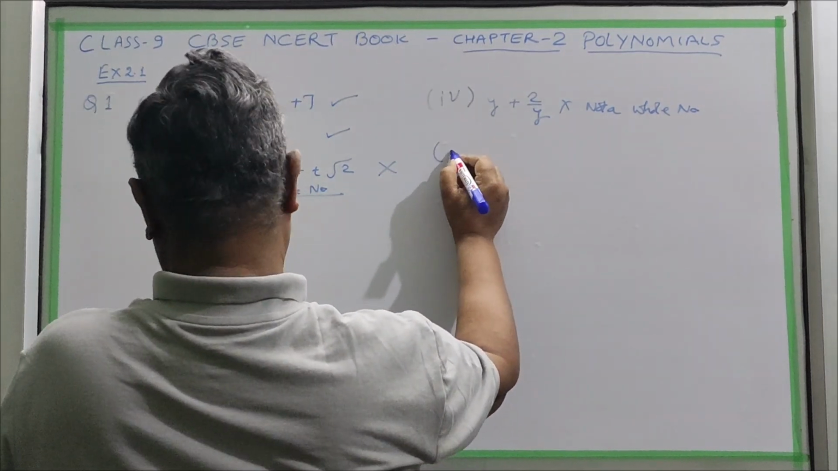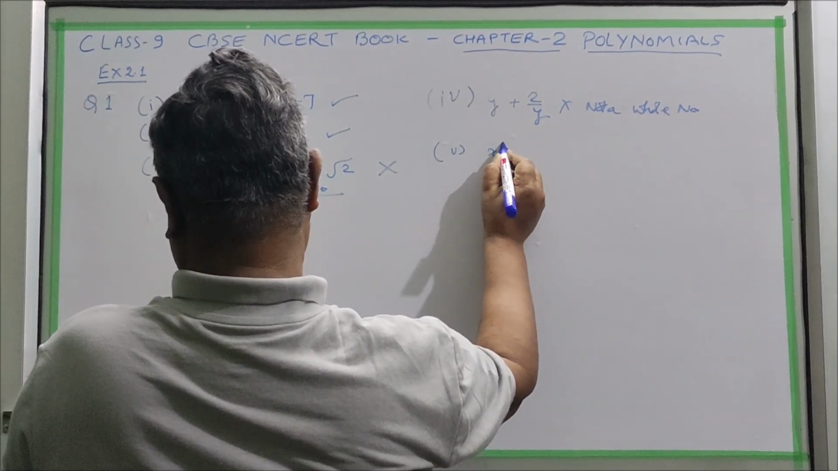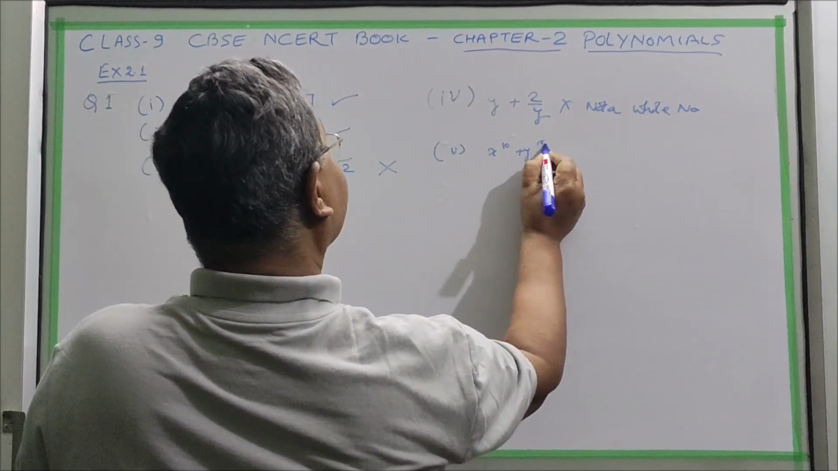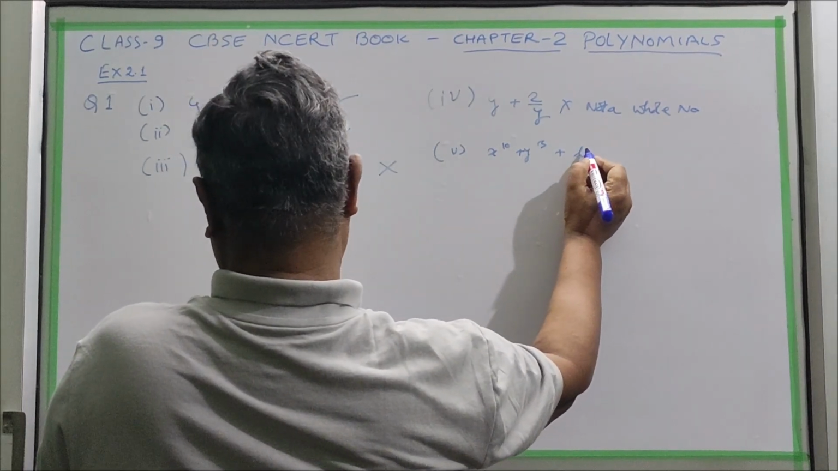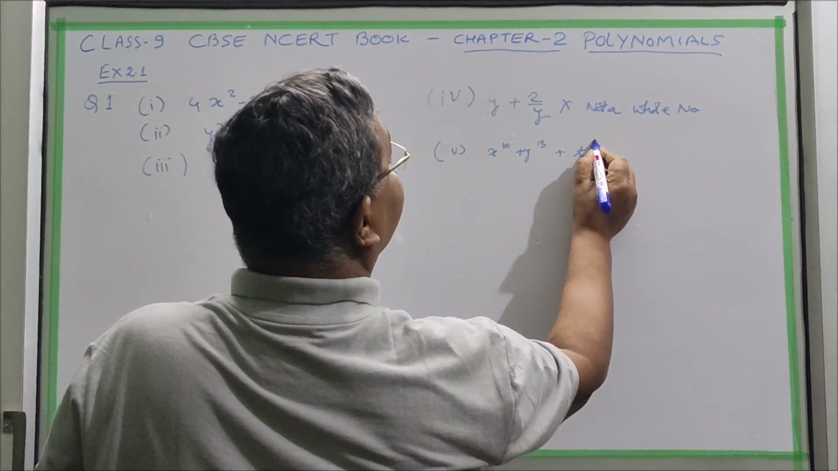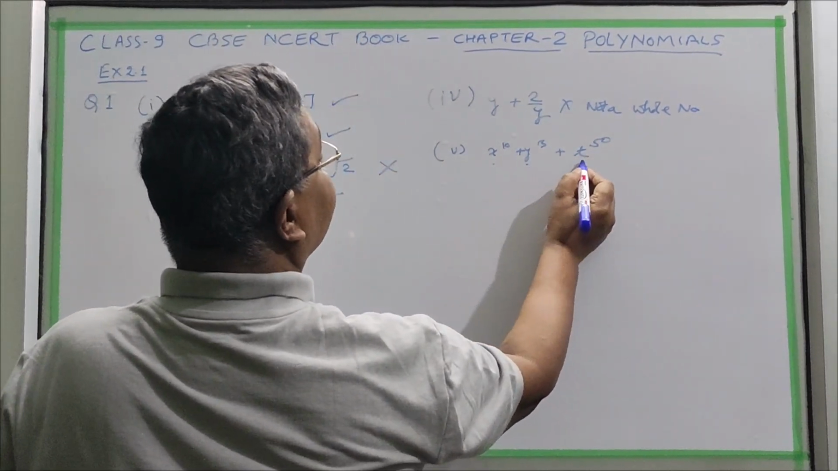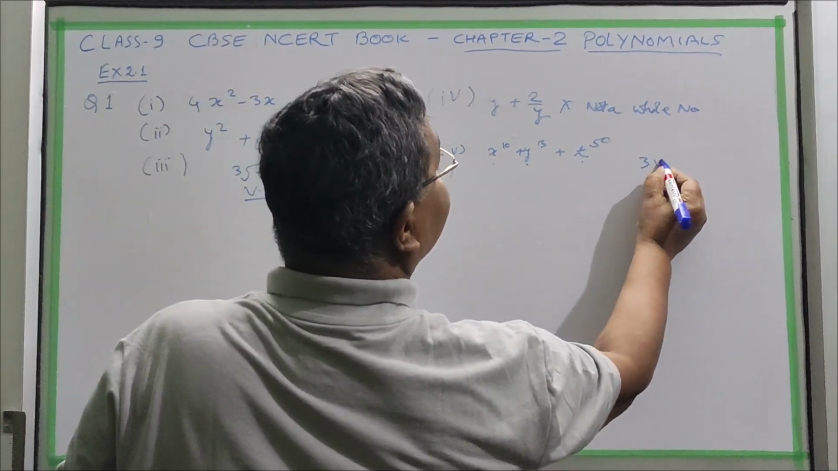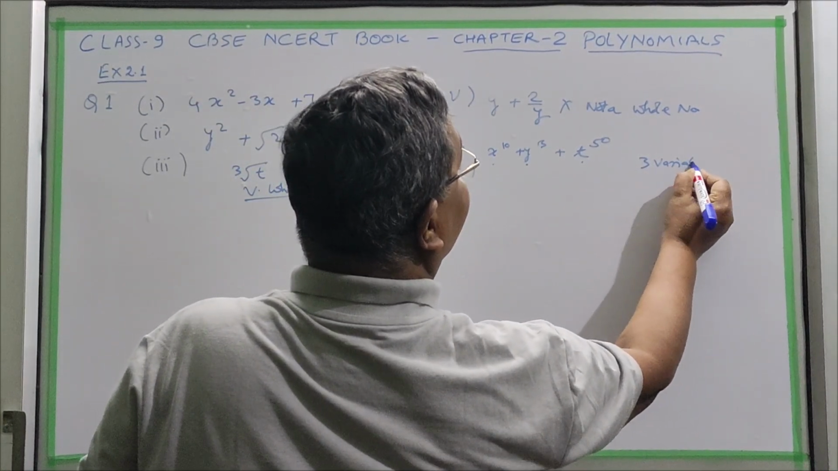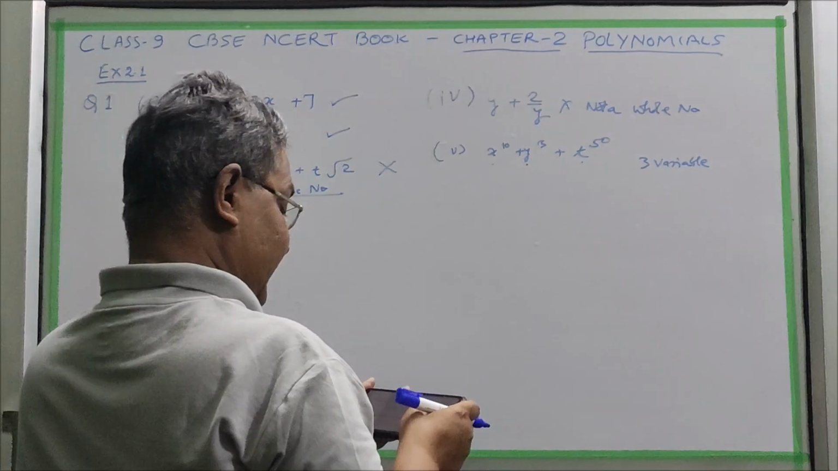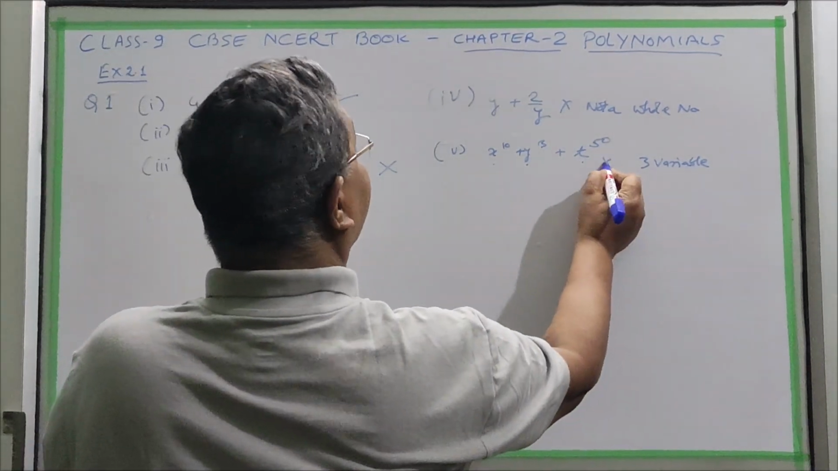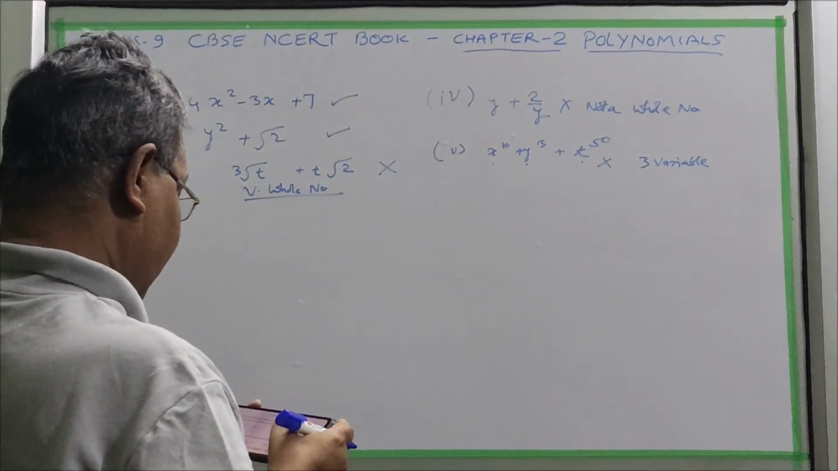And then fifth, x^10 plus y^3 plus t^50. Here one variable, two variables, three variables. So this is also not a polynomial in one variable. Okay. Now question number 2.